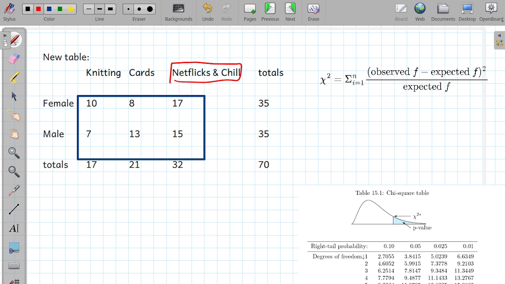Okay, now we have to recompute. Well, the only thing we really have to recompute is this last column. So let's do that. So this is still 8.5, and this is 8.5. This is 21, so half is 10.5 and 10.5.